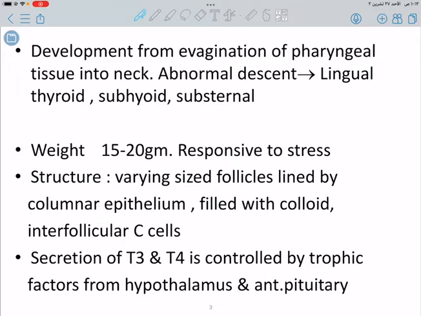Come on please. We were talking about the introduction to the thyroid gland structure and the physiological division. Structurally or histologically, it is composed of varying size follicles.